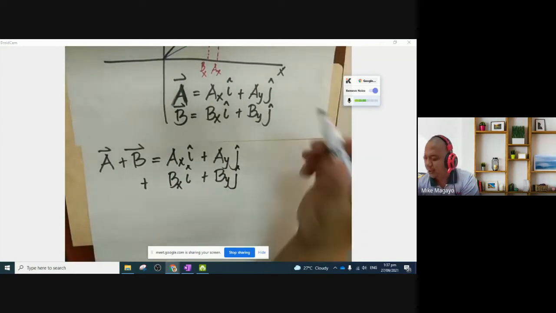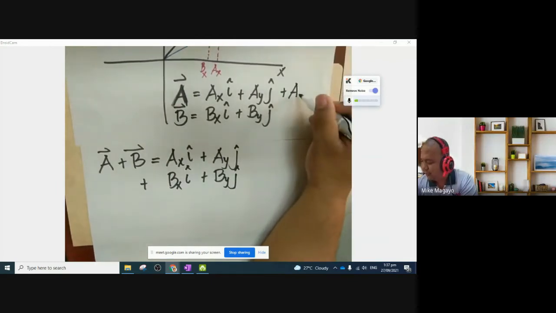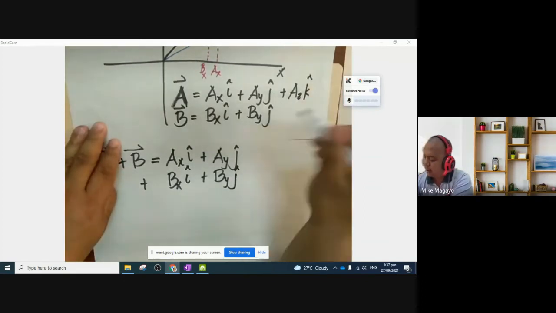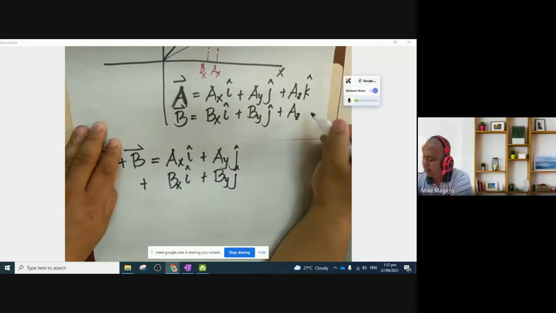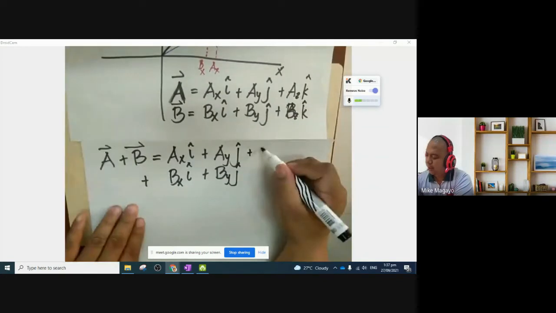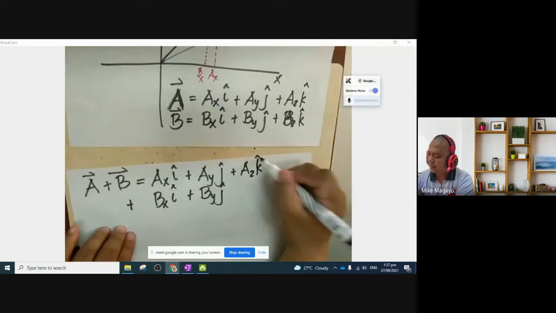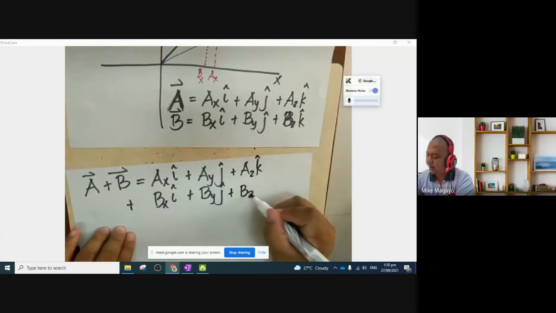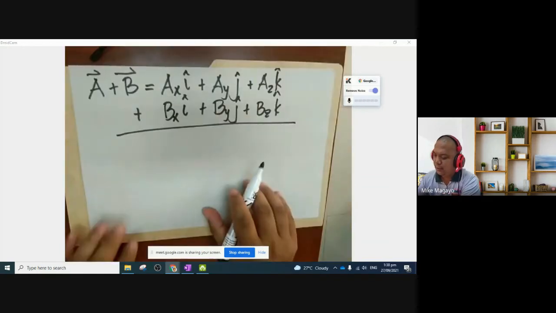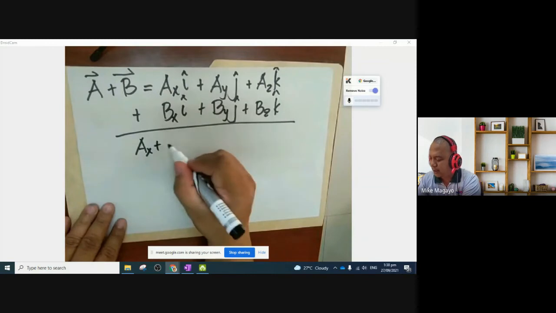So in general, I just want to add this. In general, sorry, if I have a component along Z, I could do this: Az k-hat, and for B, Bz k-hat. So adding this now, you could get Ax plus Bx.